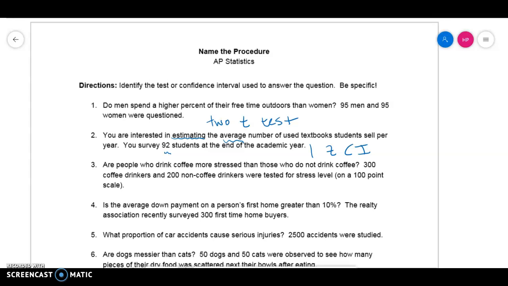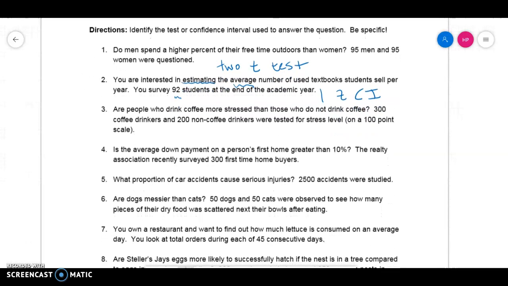For 3, are coffee drinkers more stressed out than those who are not? Because we know the stress level was on a 100-point scale. Coffee versus non-coffee drinkers. Again, I obviously have 2 different groups. Knowing that scale, I can, sorry, I realized I wrote a Z up there. I can find the average stress level for them. And we're just asking, are they more stressed than the other? Kind of like a yes or no. Not how much are they stressed.